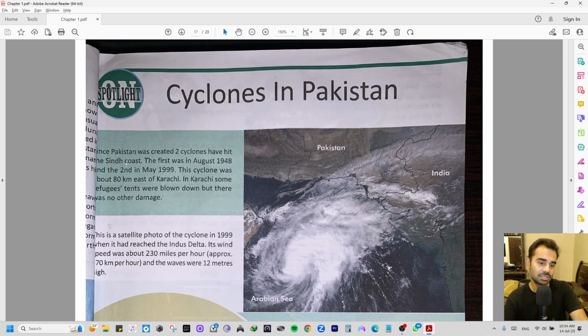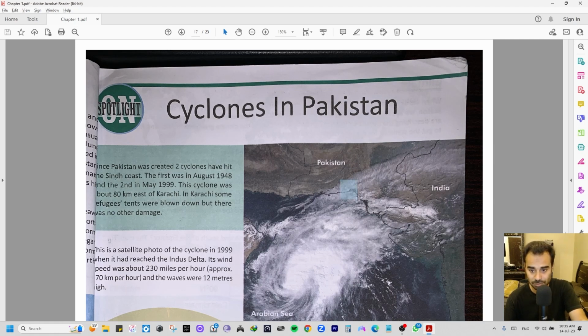So it says over here that since Pakistan was created, two cyclones have hit the Sindh coast. Sindh coast, we're talking about this region of Pakistan, because this is probably the coast of Balochistan over here. The first was in August 1948 and the second was in May 1999. This cyclone was about 80 kilometers east of Karachi. In Karachi, some refugee tents were blown down and there was no other damage. So it's like telling that two cyclones have hit Pakistan really badly.